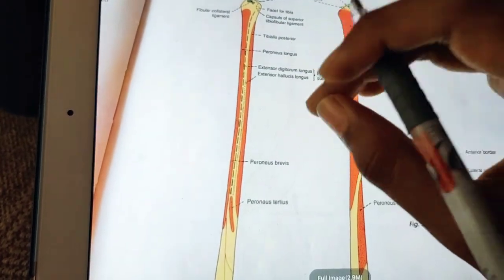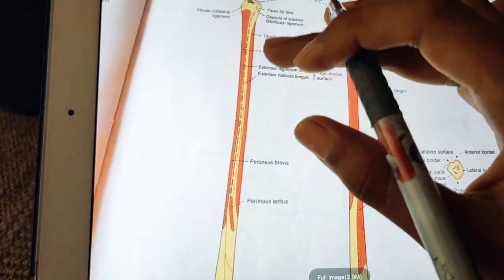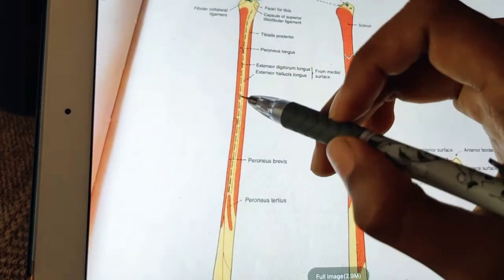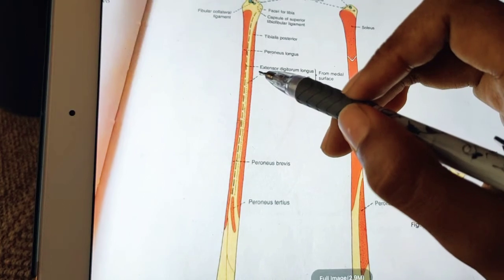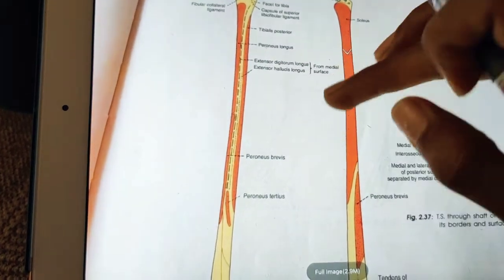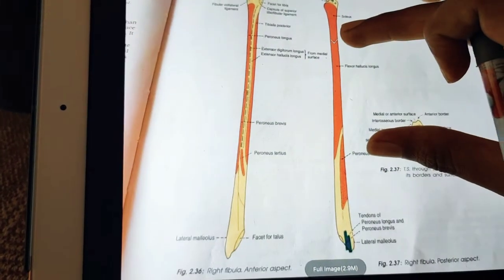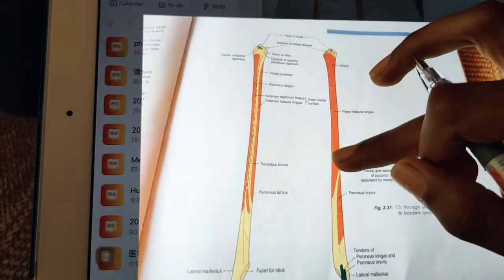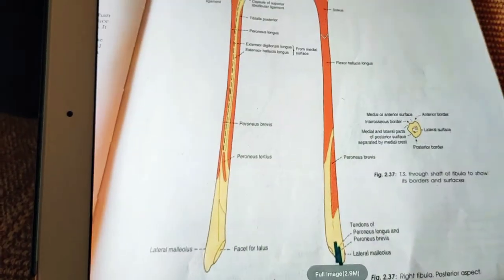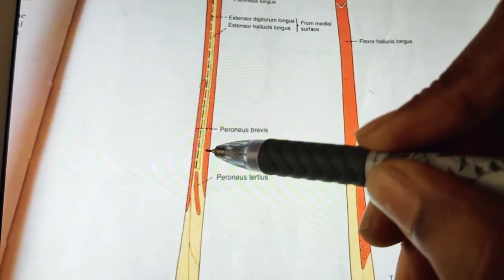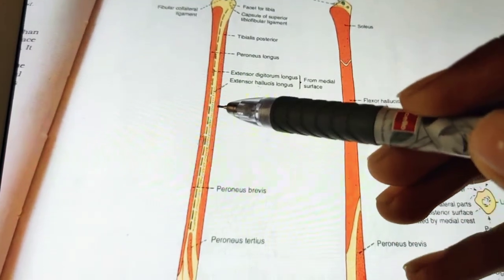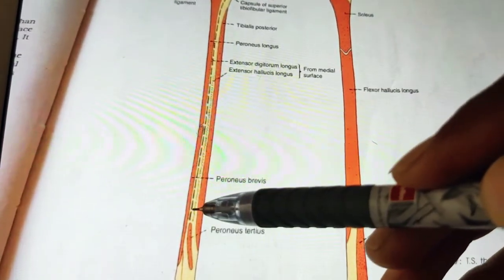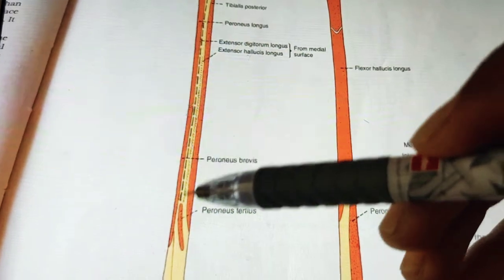Now coming to the posterior surface. The posterior surface is between the medial crest and the interosseous border. You can see the medial crest and interosseous border, and in between them is a grooved part that gives origin to tibialis posterior. You can see this whole muscle is tibialis posterior. It is mainly between the medial crest and the interosseous border.